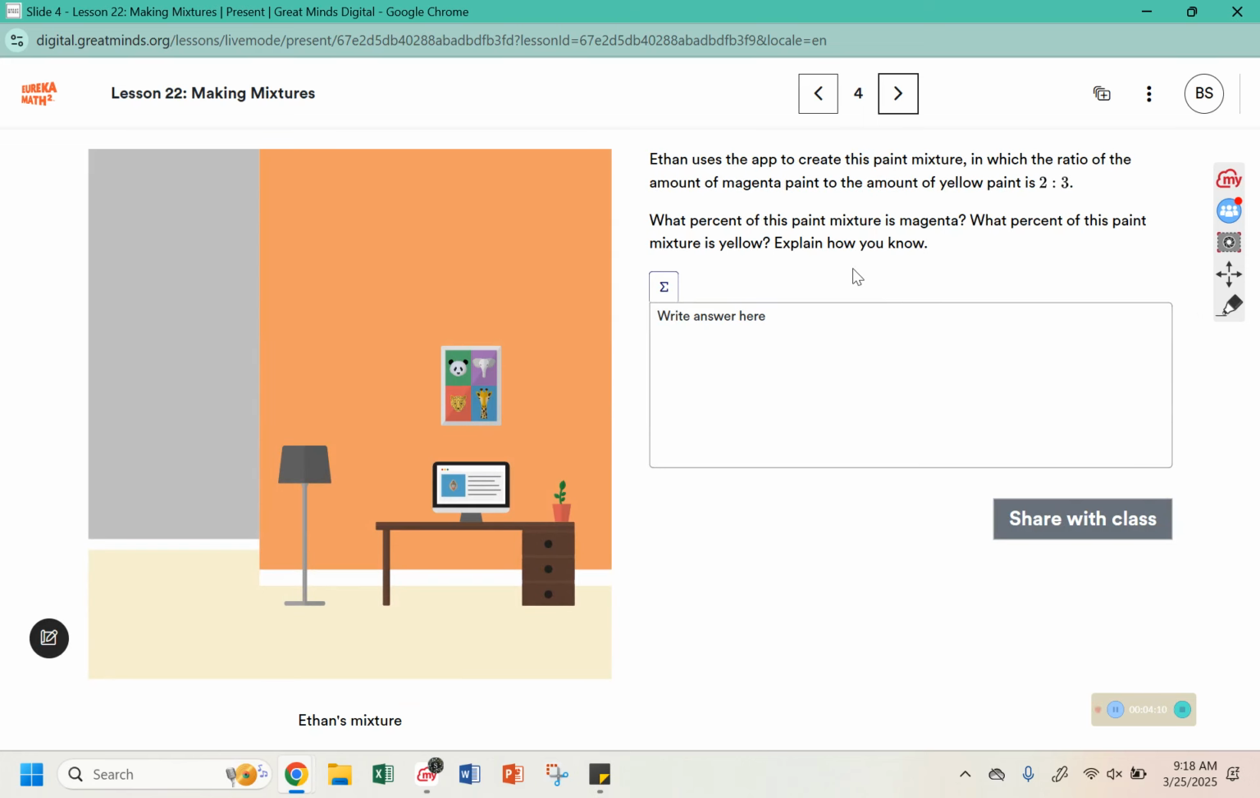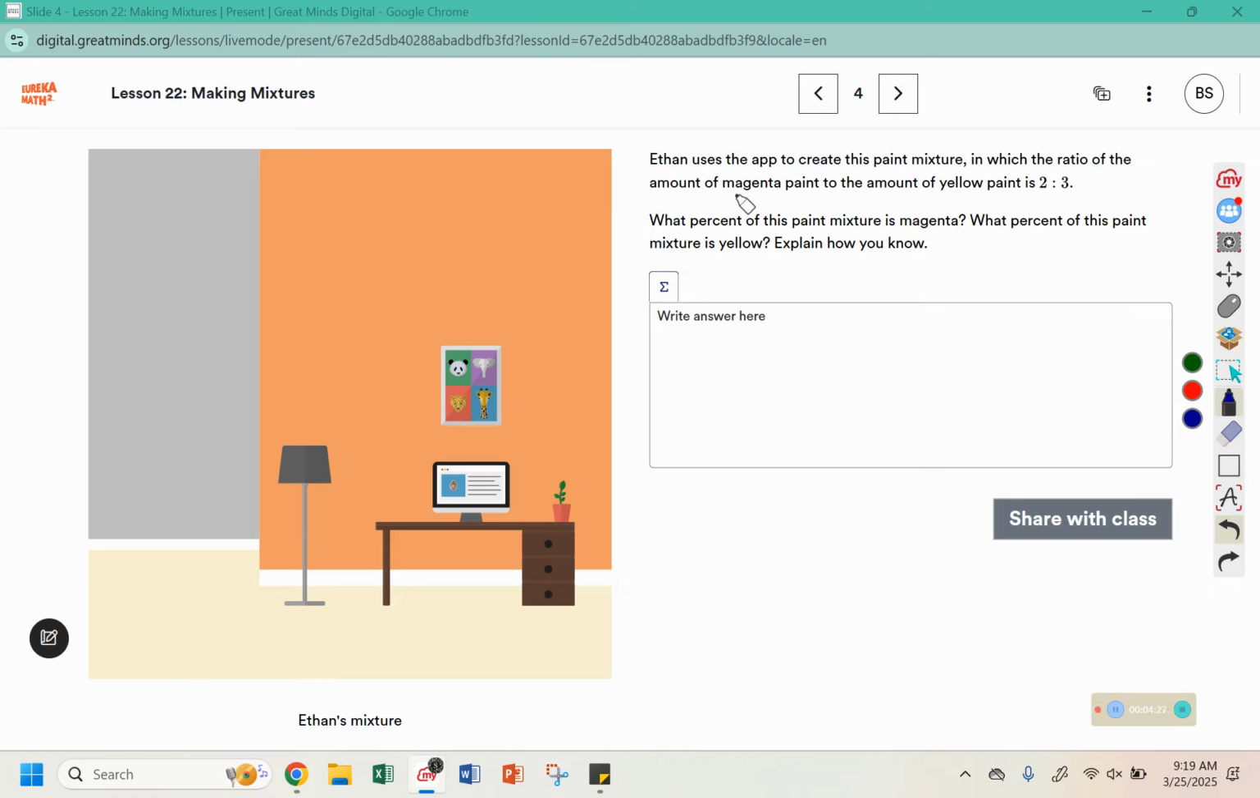Ethan uses the app to create this paint mixture, in which the ratio of the amount of magenta paint to the amount of yellow paint is 2 to 3. What percent of this paint mixture is magenta? What percent is yellow? Explain how you know.